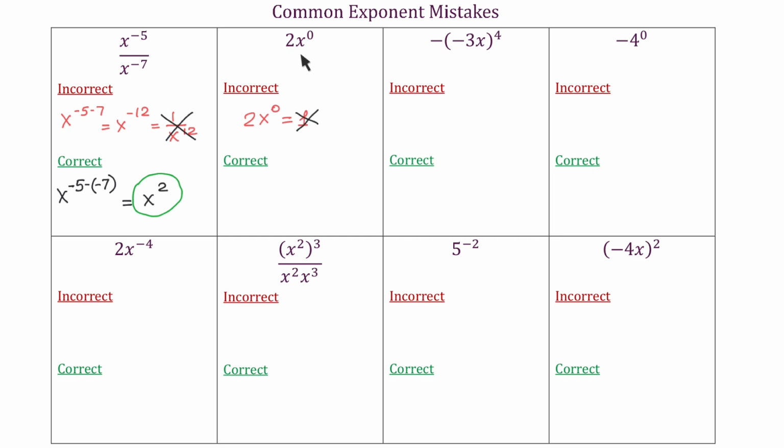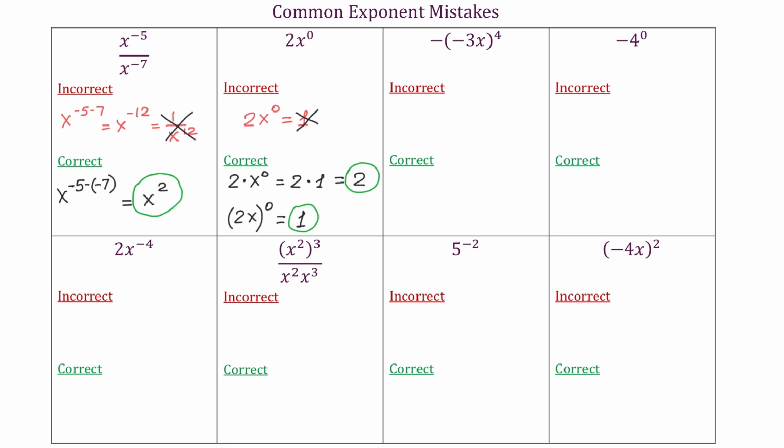Instead, in this expression, only x is raised to the 0 power. So we have 2 times x to the 0 power, and we keep 2, and x to the 0 power is 1, and the result is 2. But if we would have parentheses around 2x, and we would raise this expression to the 0 power, this would be equal to 1.